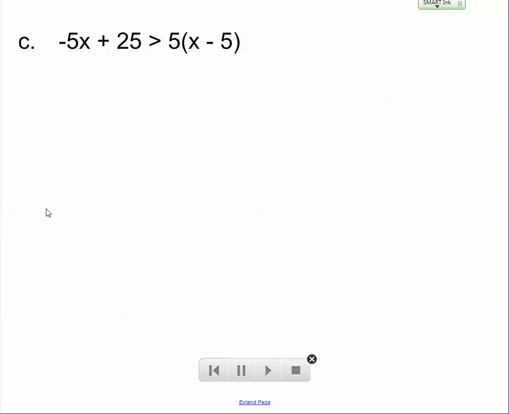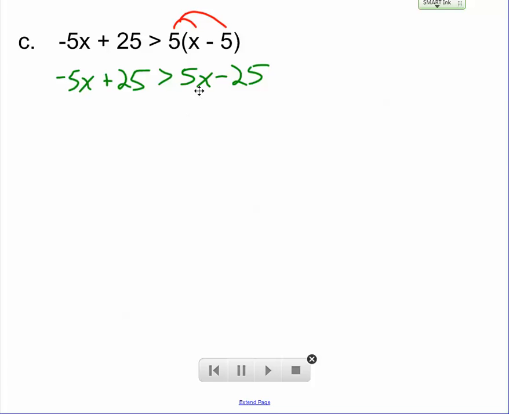Do another one here. So I got variables on both sides, and I got some simplifying that needs to take place on the right. So that's what I'm going to take care of first. I'm going to distribute that 5. There's other ways to do this, but this is the way I'm going to go. So I've got negative 5x plus 25 is greater than 5x minus 25 when I do the distributive property.